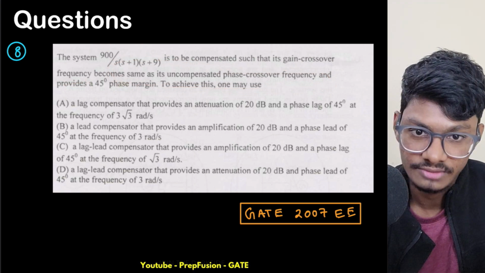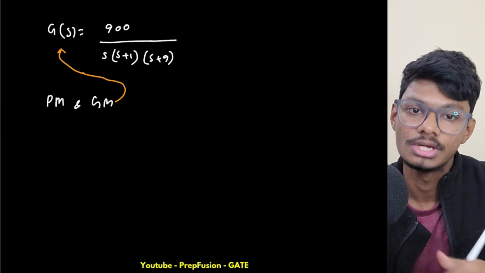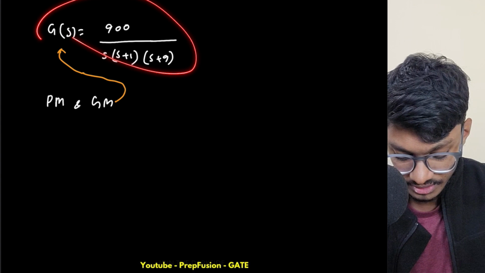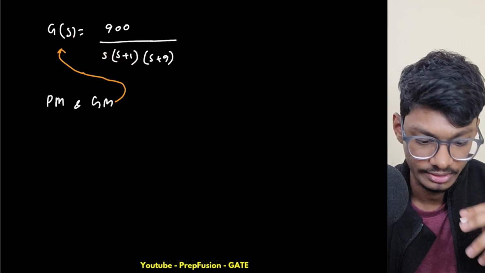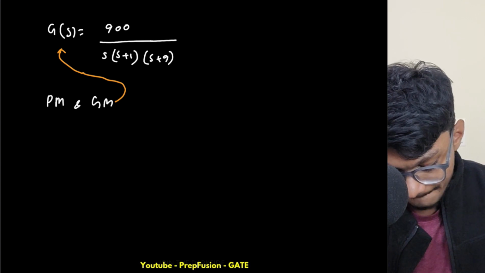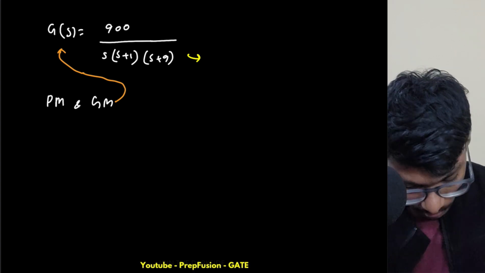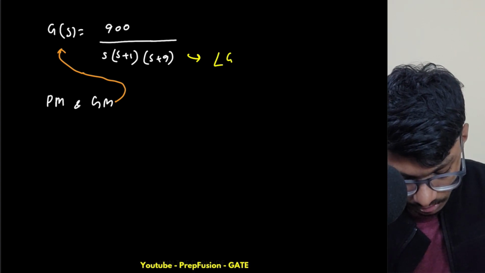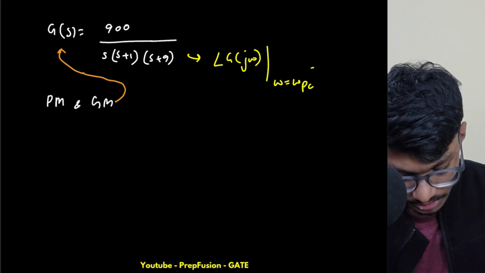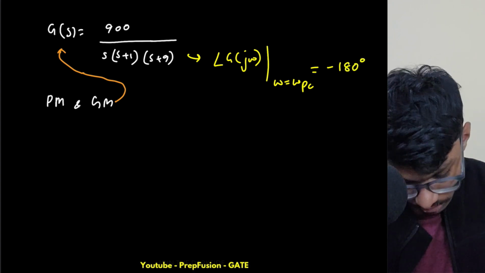So can we find the uncompensated phase crossover frequency? What is the phase crossover frequency? It is the frequency at which the phase of this OLTF is minus 180 degrees, where it crosses the negative real axis. So basically the angle of G(j omega) at omega equals omega pc will be minus 180 degrees.